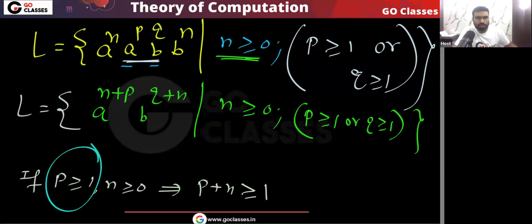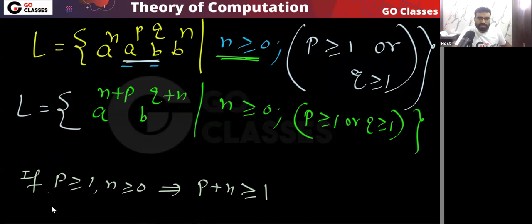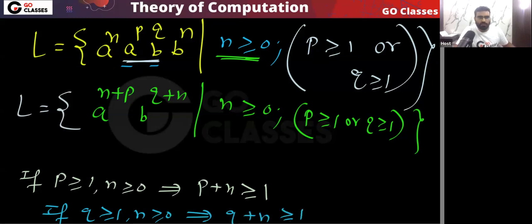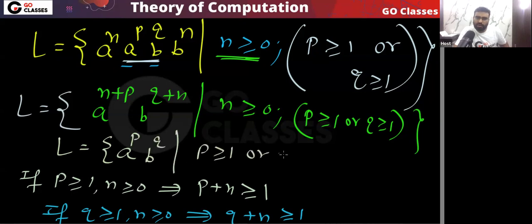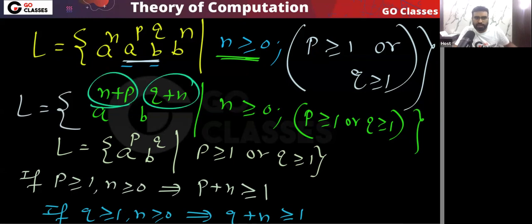Yes or no? If p is greater than or equal to 1 and n is greater than or equal to 0, then p plus n will be greater than or equal to 1. And similarly, if q is greater than or equal to 1 and n is greater than or equal to 0, then q plus n will be greater than or equal to 1. So finally you can easily see that your language, I can simply write, is a power p, b power q, where either p is greater than or equal to 1 or q is greater than or equal to 1. I hope you understood this. Because either this will be greater than or equal to 1 or this will be greater than or equal to 1.